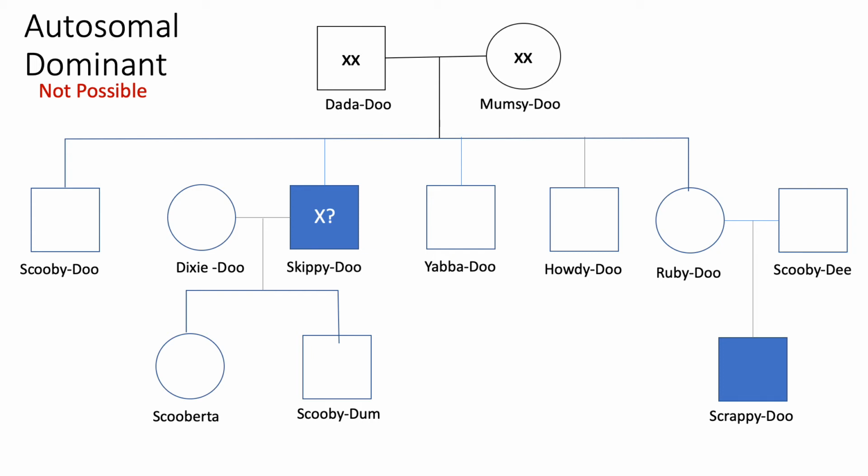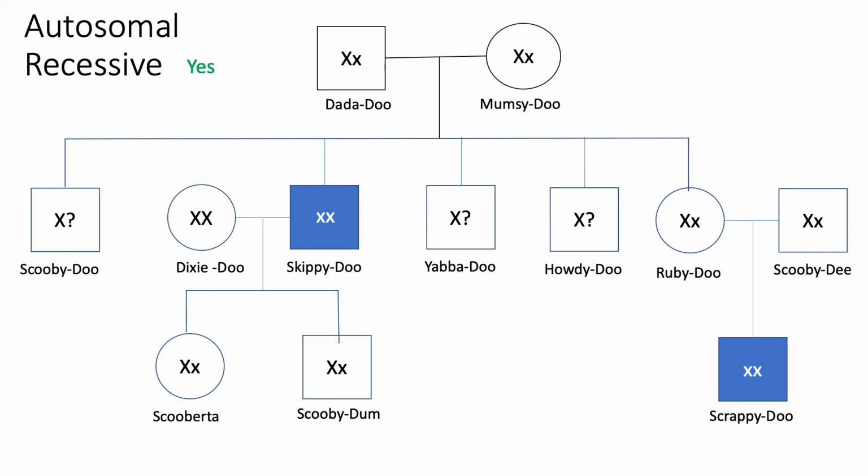This is expressed with only one copy of the gene, and if the offspring has an affected parent, then they will also be affected, and sex has no influence on the likelihood of being affected by the trait. As you can see, Skippy-Doo is affected, so one of his parents must have a dominant allele, but neither of his parents are affected, so they are both recessive, so this is not possible. Next, we'll be looking at autosomal recessive inheritance.